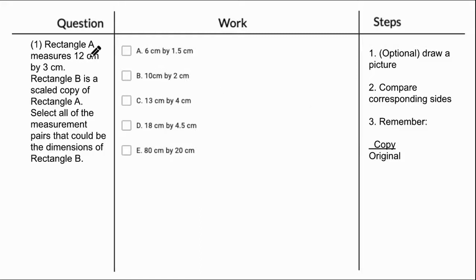Rectangle A measures 12 centimeters by 3 centimeters. Rectangle B is a scaled copy of rectangle A. Select all the measurement pairs that could be the dimensions of rectangle B.